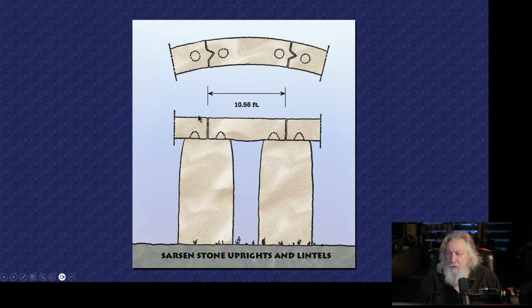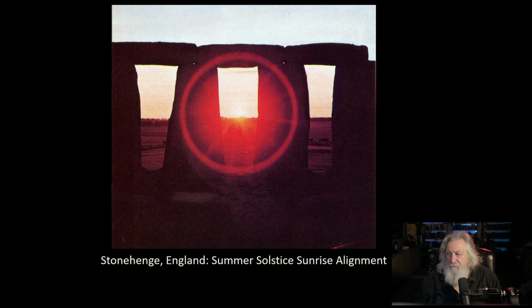So here is our sunrise alignment through the aperture. Now you can just barely make out the heel stone right here. The heel stone marks that position on the horizon. So now, if you are facing east, right here at the alignment, north is going to be to your left, south is going to be to your right.